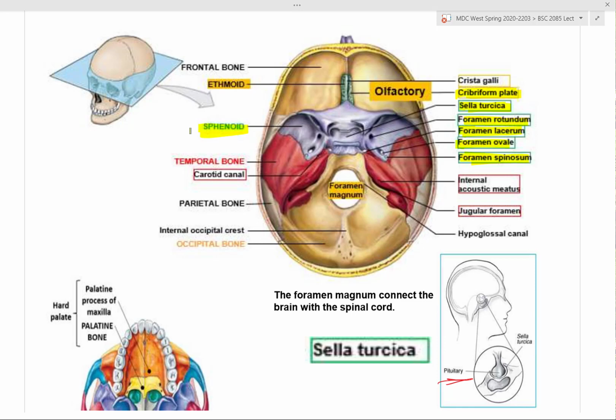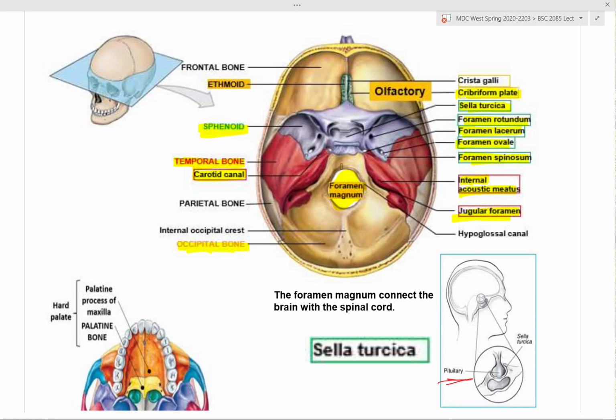The next one up is your temporal bone. What are the structures of the temporal bone? Internal acoustic meatus, jugular foramen, as we mentioned before, right? Yes? And carotid canal. Those are the ones. So if you see any of these, you know that it's the temporal bone. Finally, the occipital bone, the main one that I would like you to remember is what? Foramen magnum. That's where your spinal cord connects to your brain. Okay?